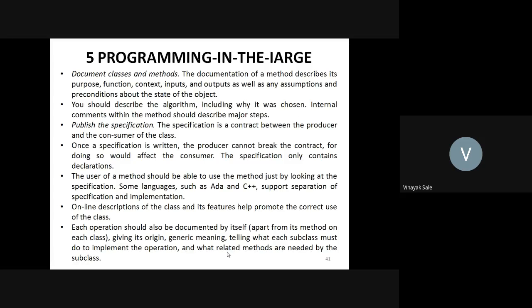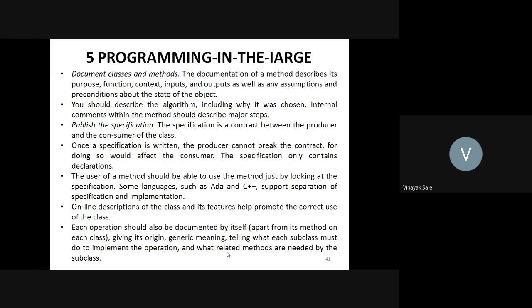So, document classes and methods. Documentation of the method should describe its purpose and function, and contain inputs and outputs, as well as any assumptions and preconditions about the state of the object. You should describe the algorithm, including why it was selected. Internal comments within the method should describe major steps.